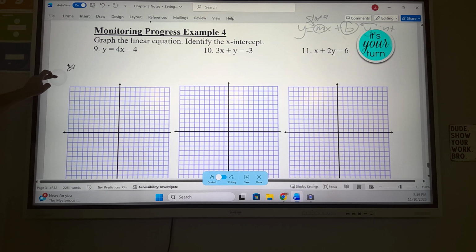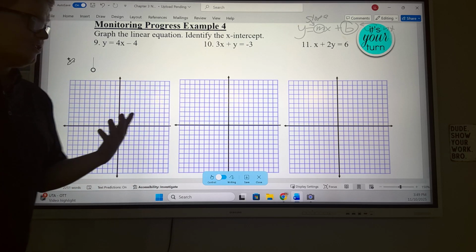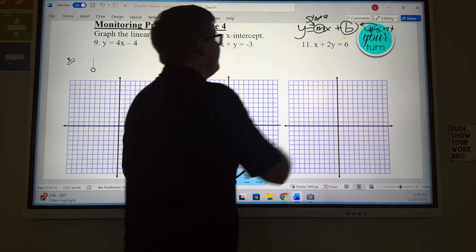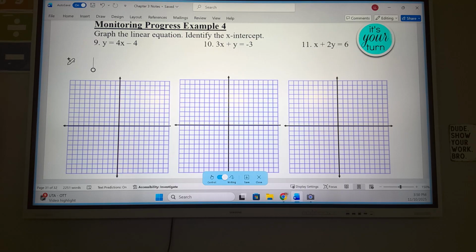Okay, go ahead and pause the video. Obviously, we can see that number 9 is in slope-intercept form, so you have to graph it using slope-intercept form. And these two are in standard form, so you kind of get to choose what you want to do. So go ahead and pause the video real quick. Try them out on your own. And I'm going to go over both standard and slope-intercept form.